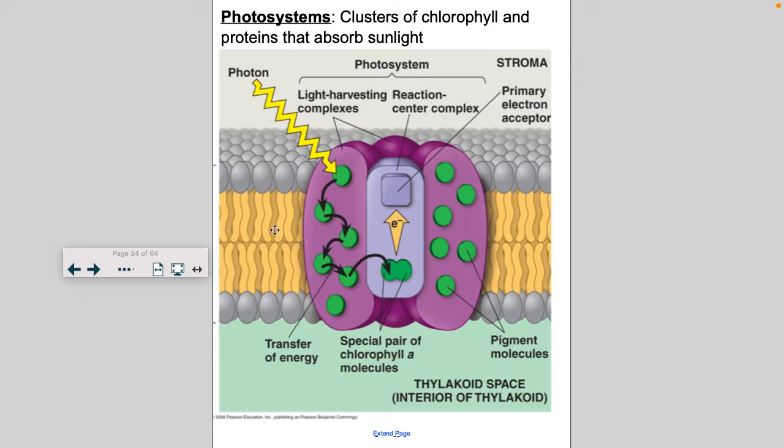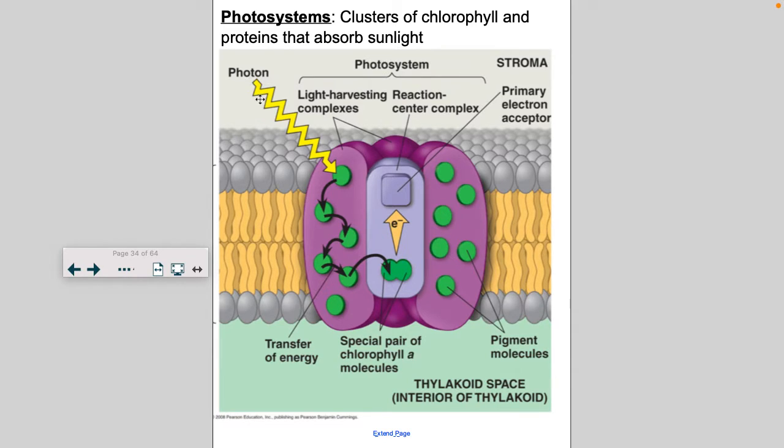So if we take a look at this diagram here, this is the thylakoid membrane. So we're inside the chloroplast. We have our thylakoid membrane. This is inside the thylakoid. It says interior of the thylakoid. This is outside the thylakoid. This is the stroma. So we're still in the chloroplast. And located within the thylakoid membrane, we have our pigments clustered together, and those clusters are called photosystems.